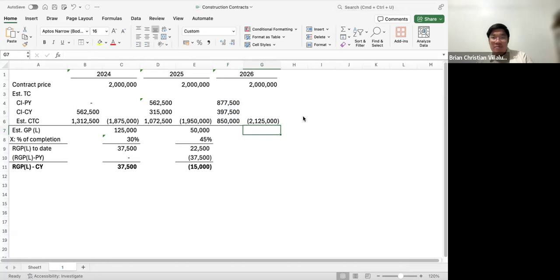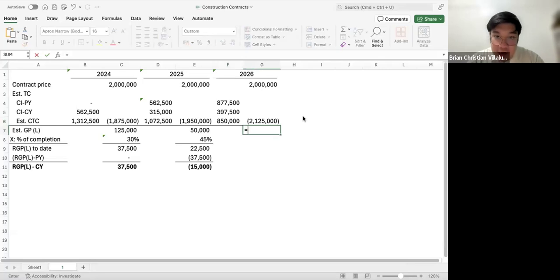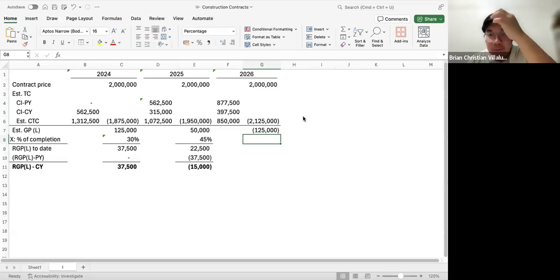Ano nangyari? Mas mataas na yung ating estimated cost sa contract price natin. So that will lead us to a loss, right? So magkano loss natin, class? 125,000. O, ano naman ang magiging implication nito sa procedures natin pag biglang naging loss ang ating estimated gross profit figure? Sabi ng PFRS 15, kapag nag-anticipate na tayo ng loss or total loss on a construction contract, you will have to recognize that in full regardless of the percentage of completion.